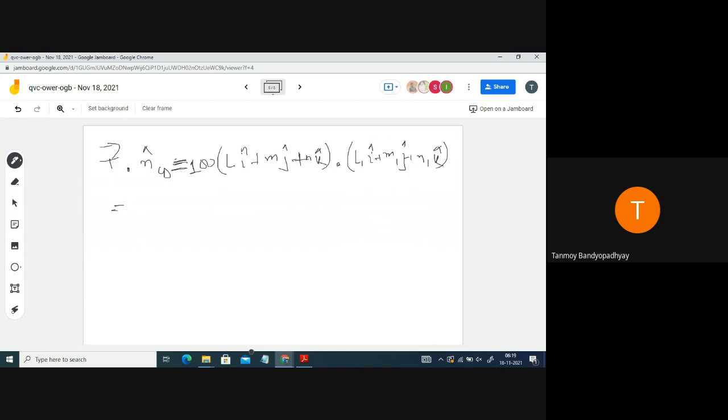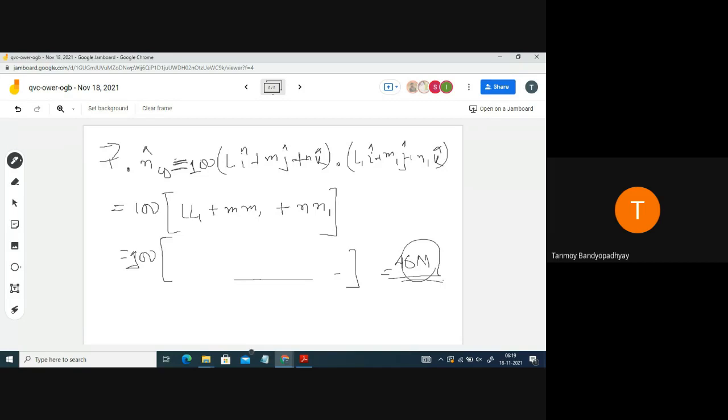Now you do the dot product. So you'll be left with L L1 plus M M1 plus N N1. Correct? Now you put the values, and you will get the answer. The answer will come out to be 46 Newton. Okay? Yes, sir. So this chapter is complete.